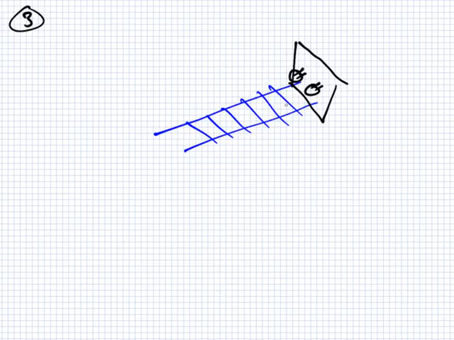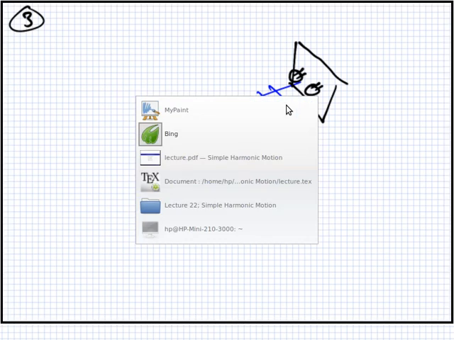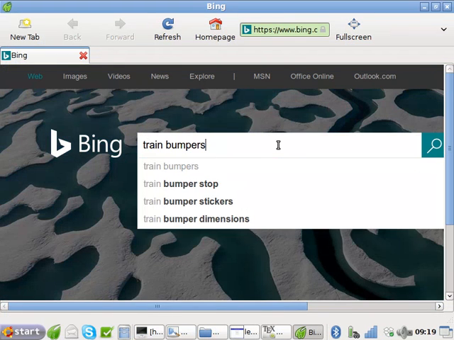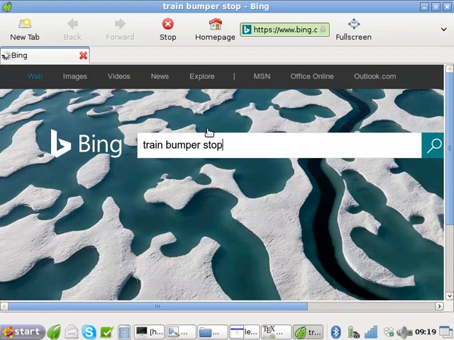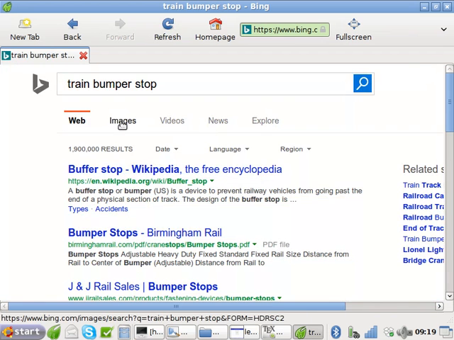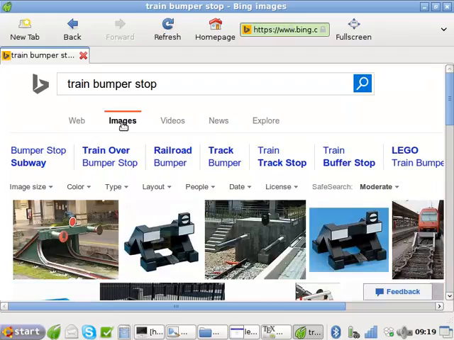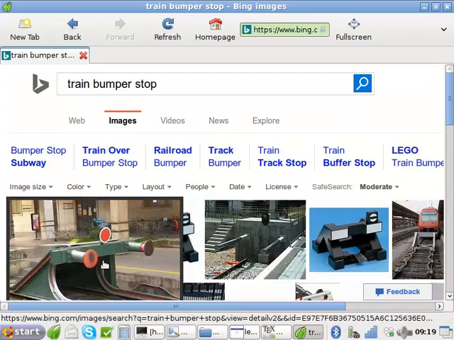Do you know what I'm talking about? Amanda, you have no idea what I'm talking about. Train bumpers stop. I don't know. Buffer stop, maybe. Yeah, that's what I'm talking about.